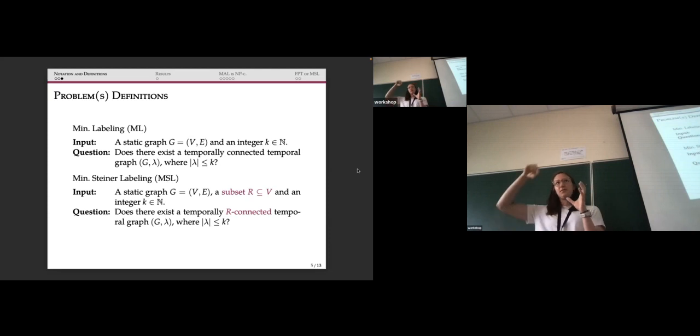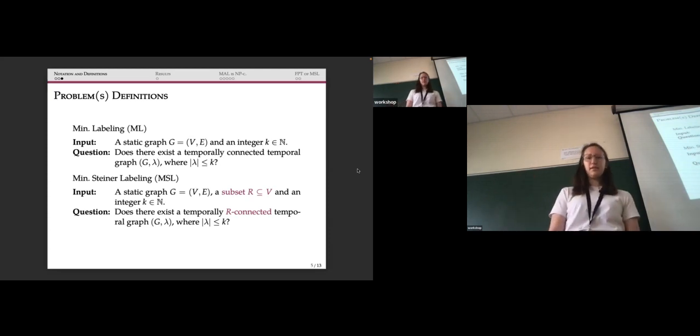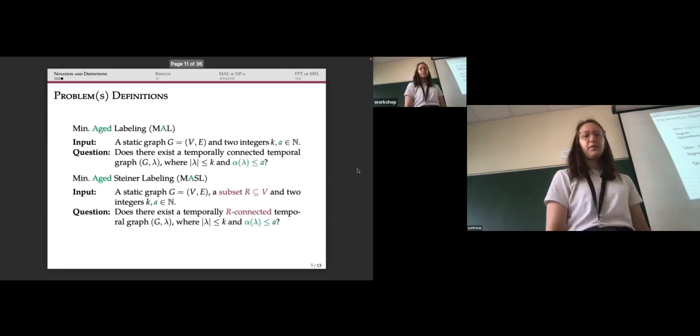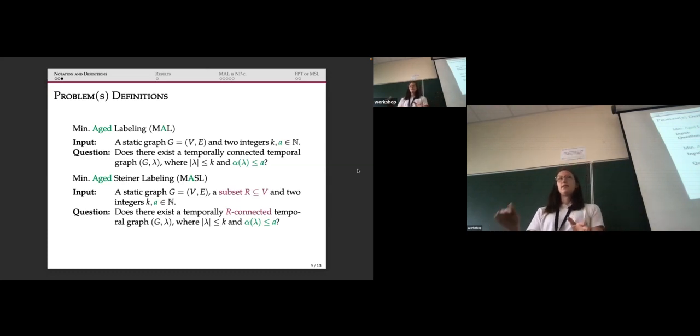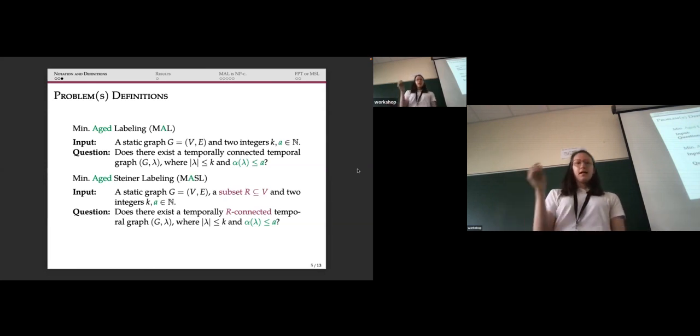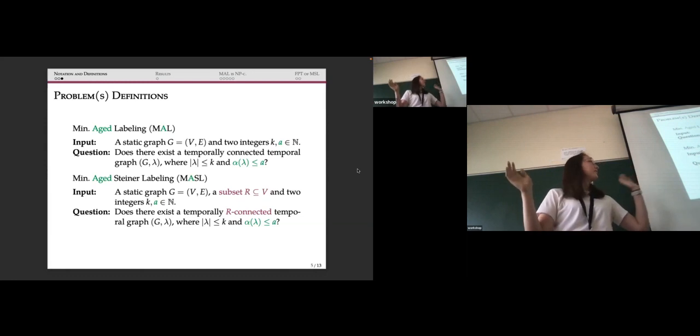Because in a Steiner tree, you want to find a tree that goes to specific terminals. And again, we have the H version also for this one, which asks basically to do the same thing, but there is a bound on the maximum label you can use. I will give you a small example now before we go through.